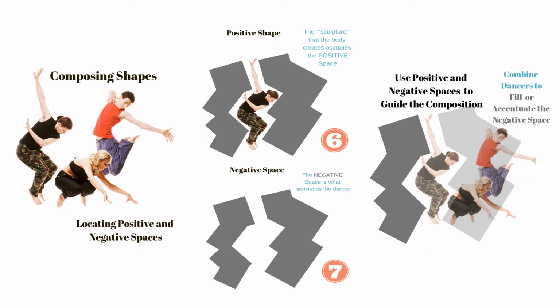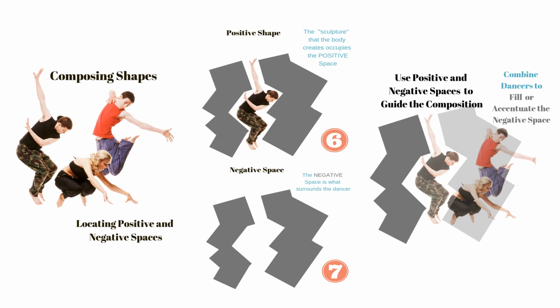Composing shapes using positive and negative space is sometimes a little challenging for beginners to understand. So I took the same image and I blocked it off. So in image 6, you see our one dancer and then the space around her has been grayed out. I often talk about the dancer being a sculpture in space, and then that would be the positive shape. Now we think about everything around it as in image 7 as the negative space.